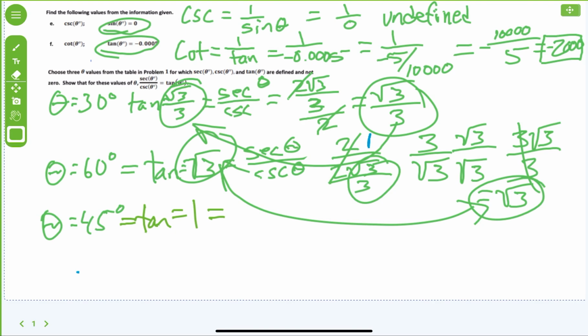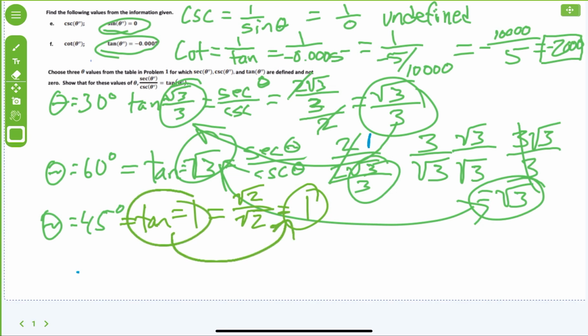For 45, our secant is the square root of 2 over square root of 2, you know that. Okay. Well, that's easy. I mean, there you go. Right? Square root of 2 over square root of 2 is equal to 1. And that was our tangent. This is our secant and cosecant there. Okay. Let's go to page 2.